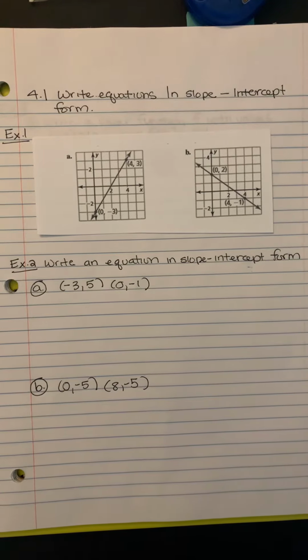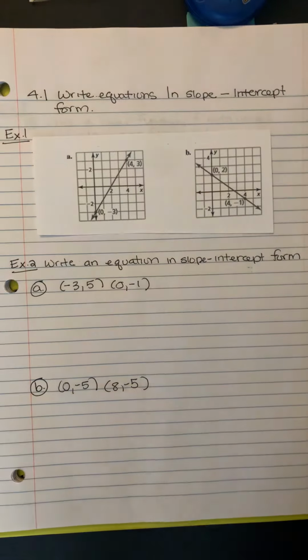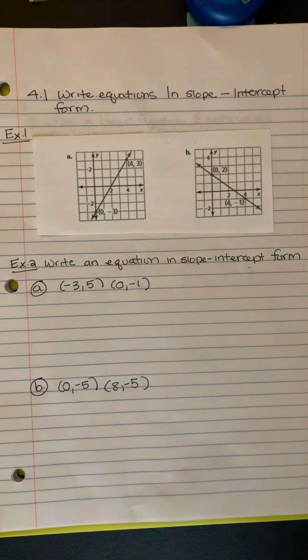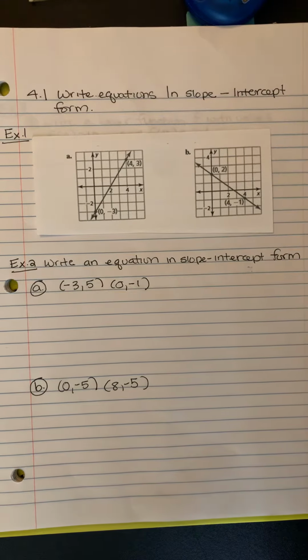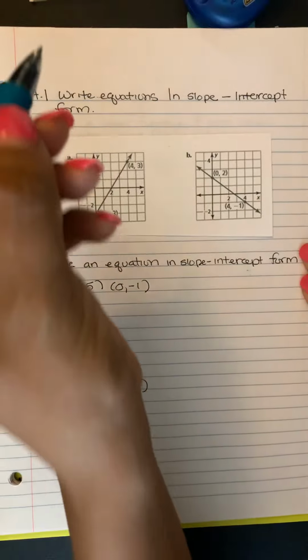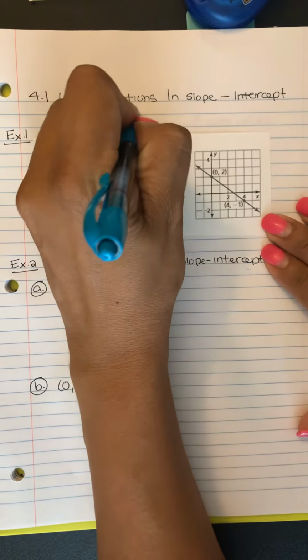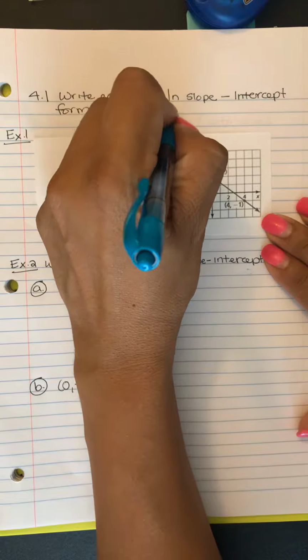All right, students, 4.1, write equations in slope-intercept form. If you can copy down this would be fantastic. Again, I just pulled these out of our textbook. The first one is asking us to write an equation of each line in slope-intercept form. So remember, slope-intercept form is y equals mx plus b. And we talked about that last chapter.